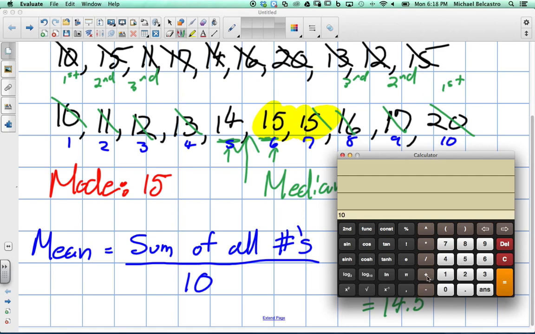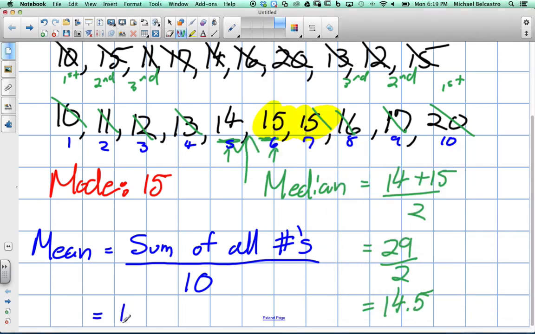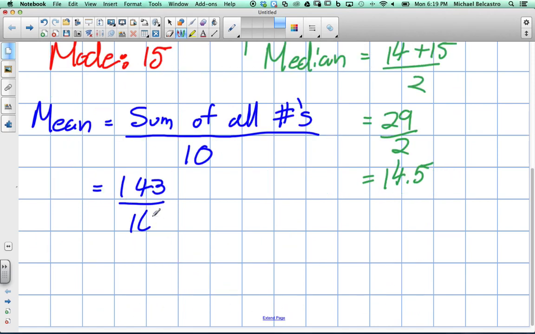So 10, want to read the numbers to me? Plus 11, plus 12, plus 13, plus 14, plus 15, plus 15, good, plus 16, 17, and 20. Is that it? Yeah. Okay. 143. So 143, and this is where the calculator will come in handy, divided by 10.